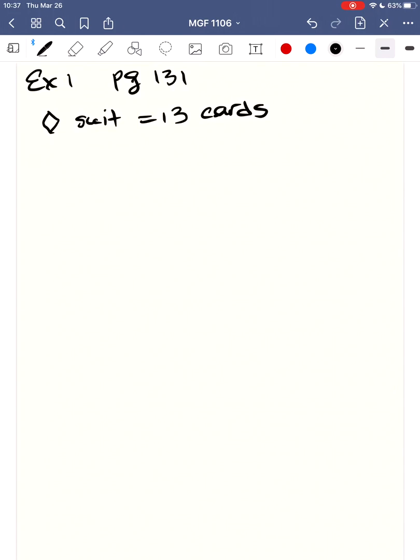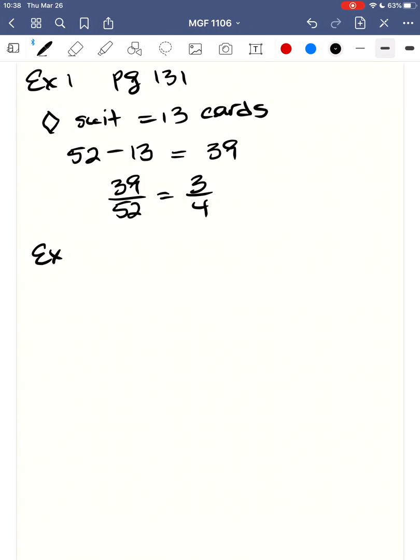So if I take the number of cards in the deck and subtract the number of cards in that suit, which is 13, I end up with 39. And so the probability of it not occurring is 39 over 52, or 3/4. So these problems are fairly easy. You just got to know if you want the event to occur or if you want the event not to occur. I'm going to move on to the next page and look at example 3.